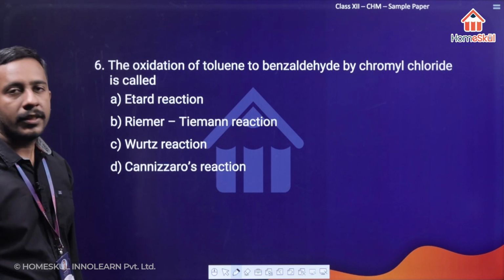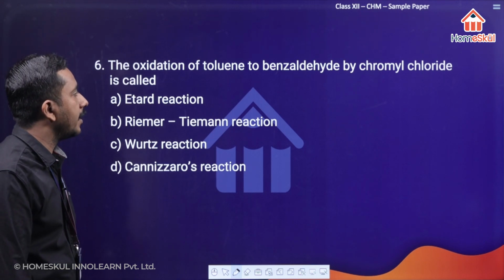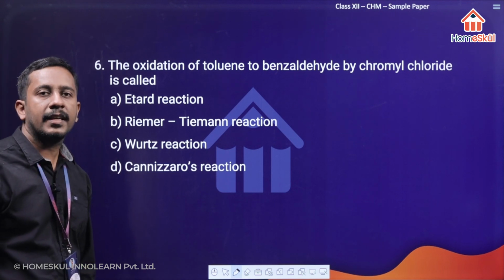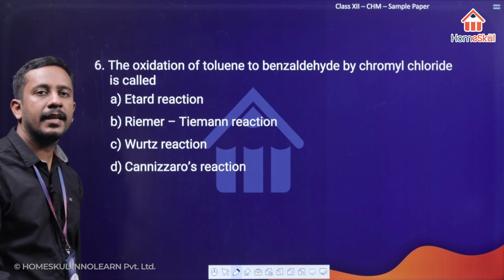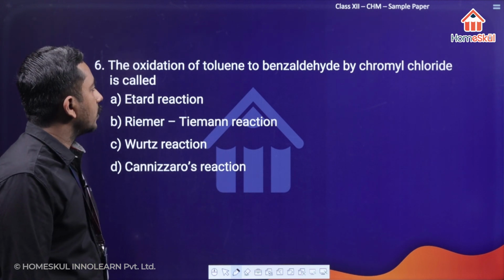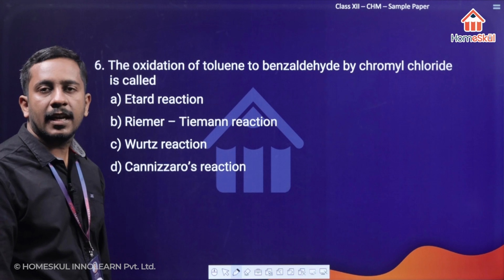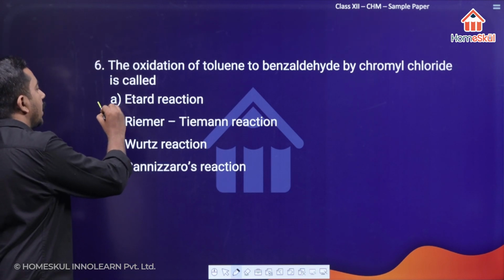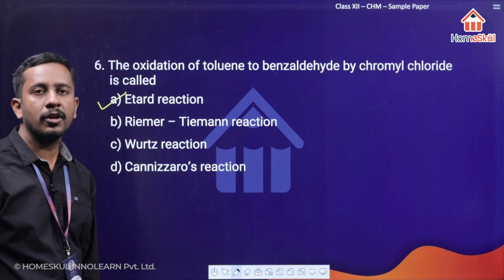Sixth question. The oxidation of toluene to benzaldehyde by chromyl chloride is called as what? It's a very direct question. That is a named reaction. So we'll have to know the reaction and the reagents that we use. So here, toluene is oxidized to benzaldehyde and the reagent that we use here is chromyl chloride. So we know the named reaction, it is called the Etard reaction. That is our correct option, option A.